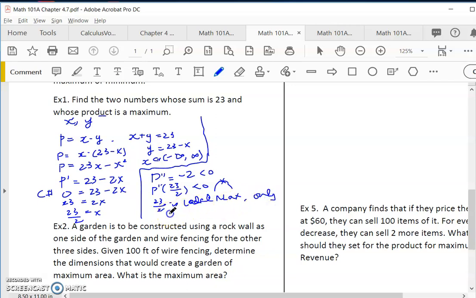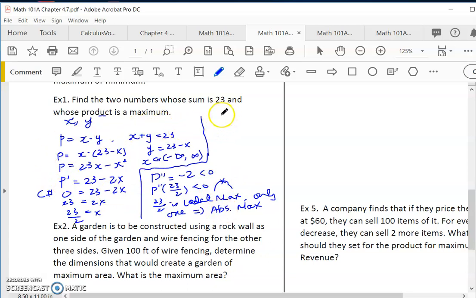And that means in all of the domain, it is the highest. So that means it is the absolute max also, right? Because I only have one maximum. I know that it is a maximum because the second derivative is less than 0. So this will give me the maximum product P.